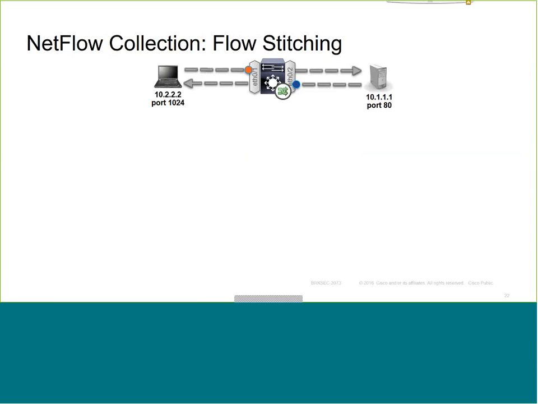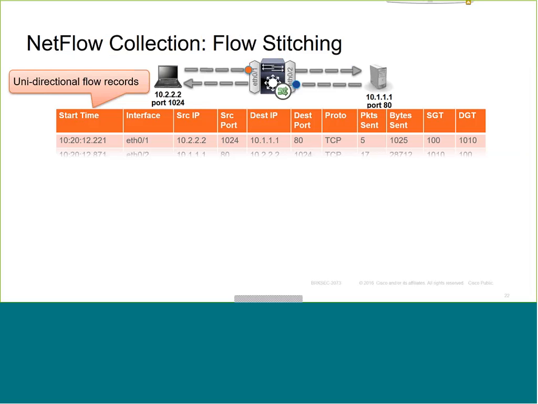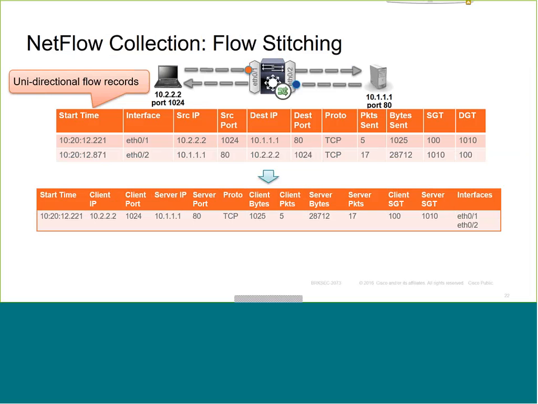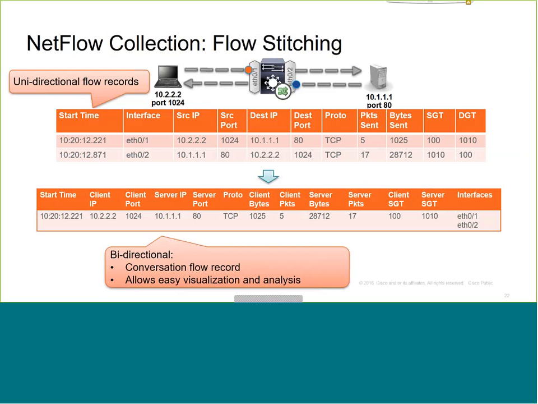So go back to the NetFlow collection. From our earlier diagram, we had a connection from the left, went through, and a response from the right. But there were two unidirectional packets that we stitched together into a bidirectional packet of flow record. This makes it a lot easier for visualization, and it makes it a lot more useful for analysis.